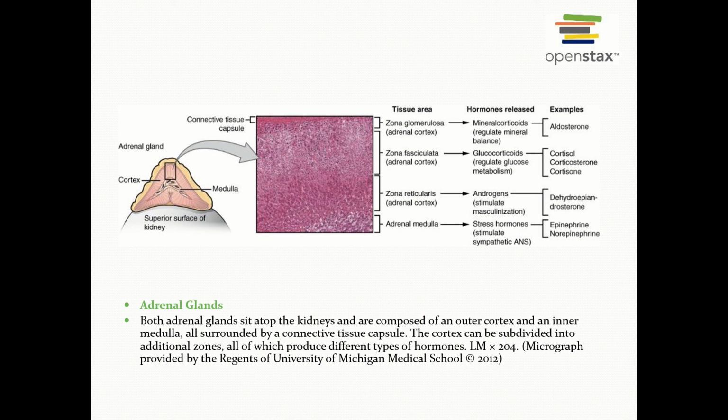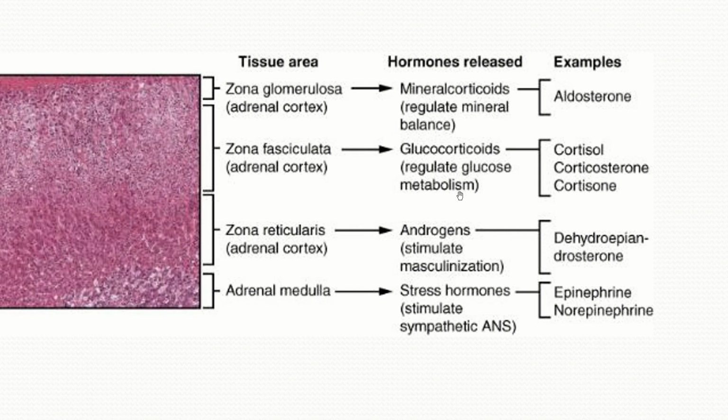The cortex can be subdivided into additional zones, all of which produce different types of hormones. In the cortex, we see the zona glomerulosa, which releases mineralocorticoids such as aldosterone, and these regulate mineral balance. The zona fasciculata will release glucocorticoids, and the examples are cortisol, corticosterone, and cortisone, and they regulate glucose metabolism.